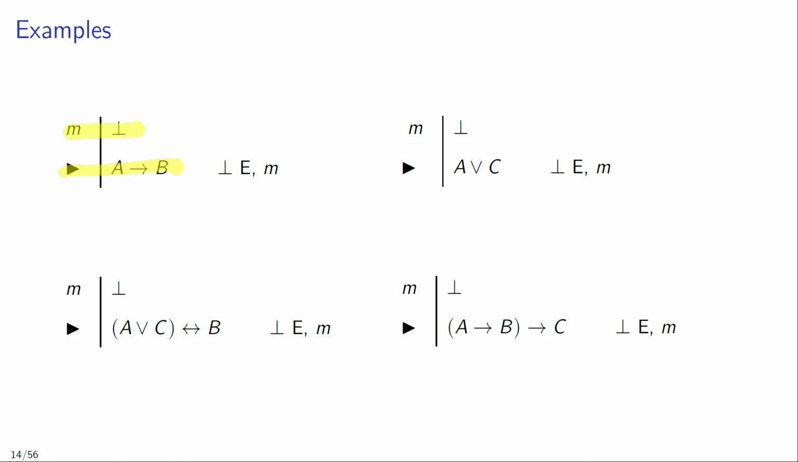So in the second example, in the bottom left corner, I show an example where in line M you have bottom, and that then licenses you to infer that A or C if and only if B. Or if you look at the top right corner, if you have bottom in line M of your proof, that licenses you to infer A or C. And it also licenses you to infer if A then B, then C. And so on and so forth. So really, once you have bottom in your proof, you can infer anything whatsoever.